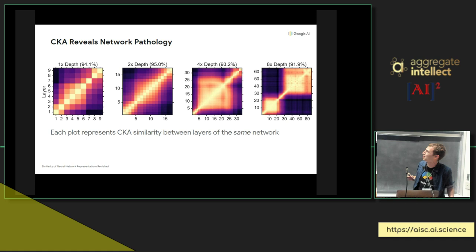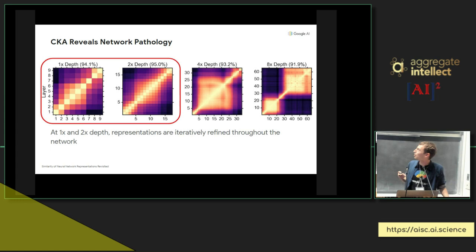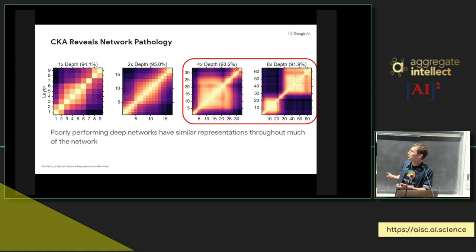If you look at the two networks on the left, you can see that the representations are iteratively refined throughout the network, and each layer is really only similar to the layers directly around it. But in these deeper networks, which actually have lower accuracy, you can see that there are entire chunks of the network that all have very similar representations.